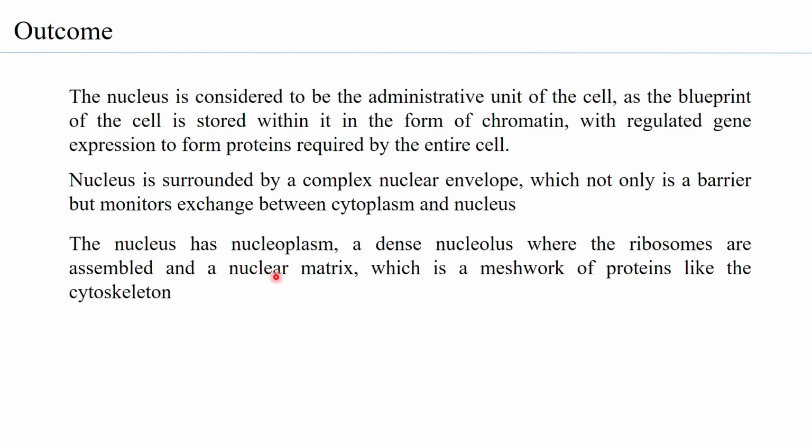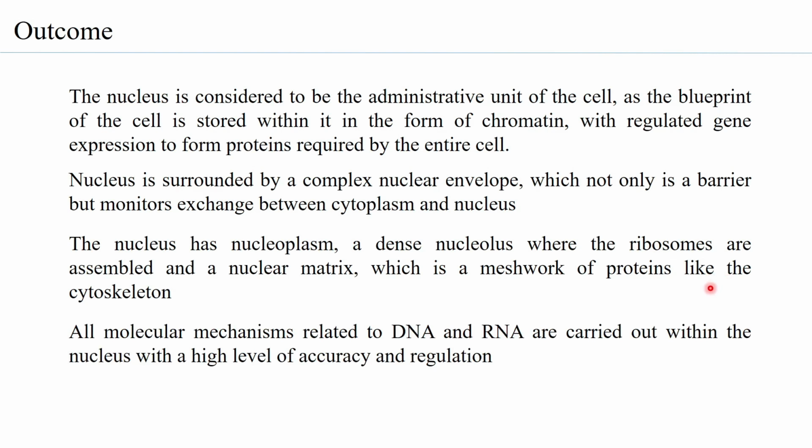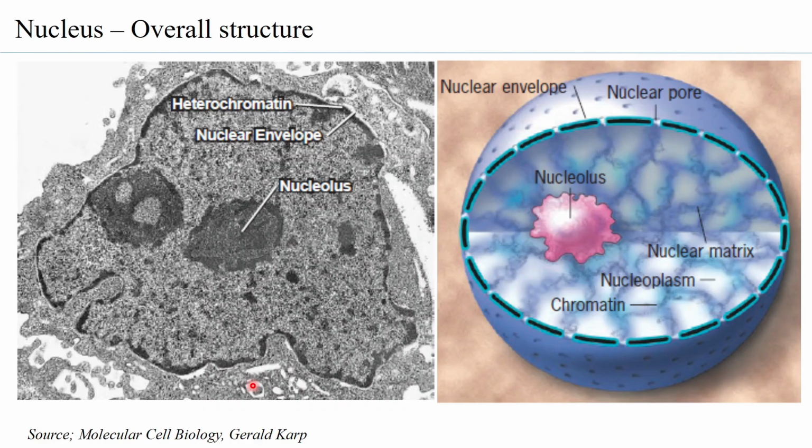The nucleus has a nucleoplasm, just like the cell has a cytoplasm. It also has a dense nucleolus, where the ribosomes are assembled, and a nuclear matrix, which is a meshwork of proteins, like the cytoskeleton is for the cell. All molecular mechanisms related to DNA and RNA are carried out within the nucleus with a high level of accuracy and regulation.